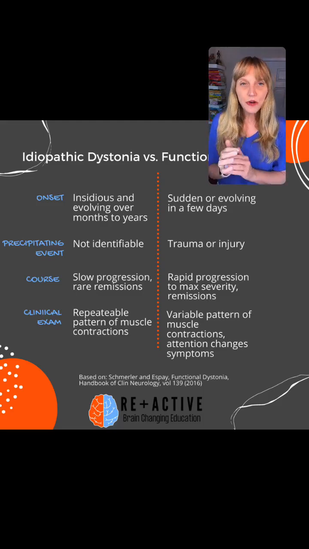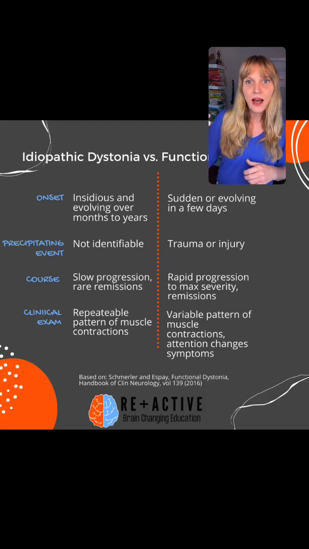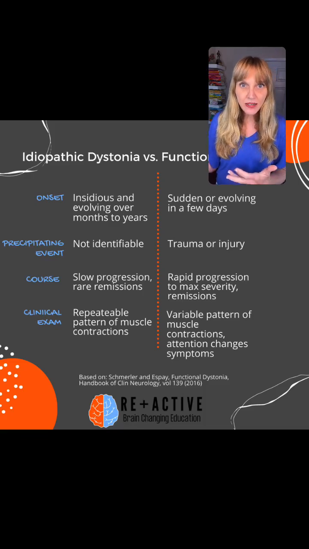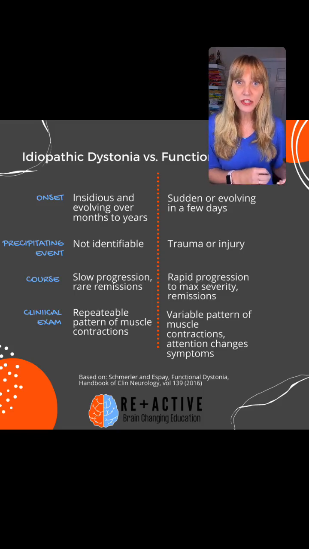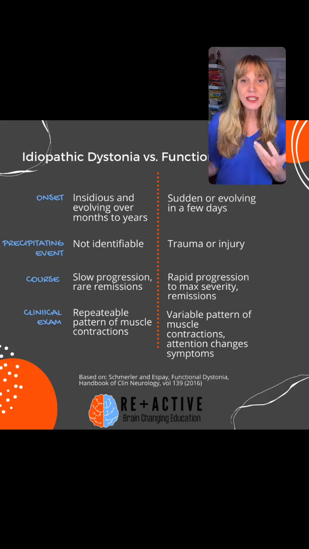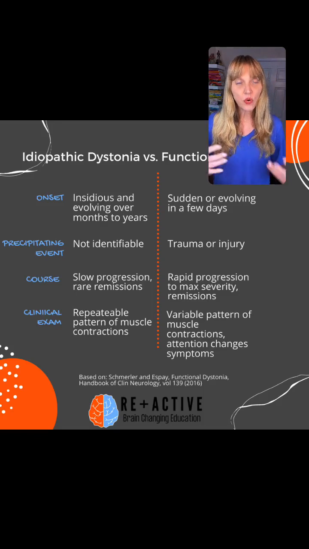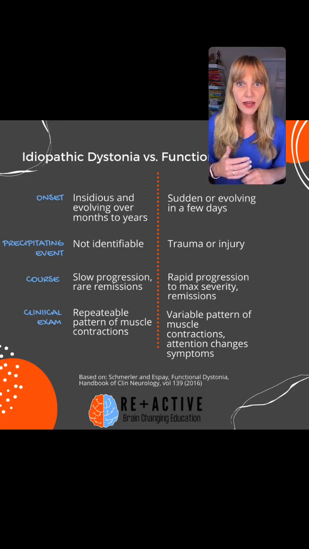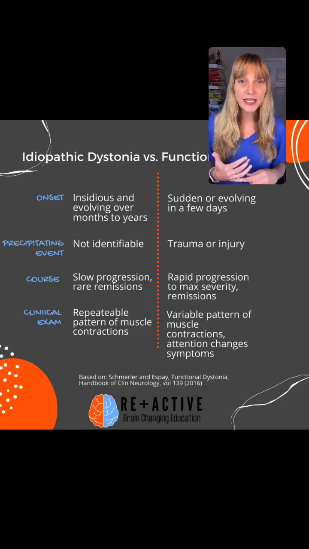Often it's both. So idiopathic dystonia versus functional dystonia, the onset is different. An insidious or slowly gradual onset versus a sudden onset. As for the precipitating event beforehand, there's usually not one seen in idiopathic dystonia, but some sort of physical trauma or injury is very common in functional dystonia. As for the course of the disease, idiopathic has slow progression and rare remission where it just spontaneously remits, whereas functional dystonia has a rapid progression and there may be full remissions that occur. And it has variability to it.